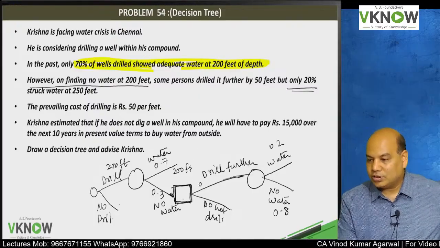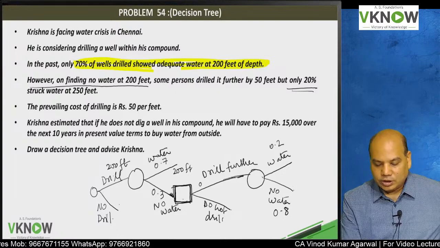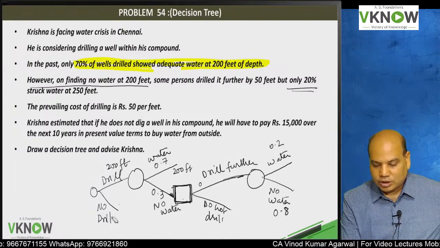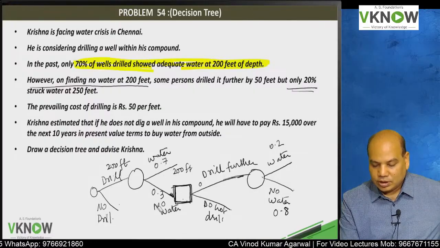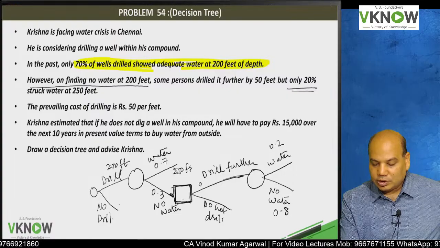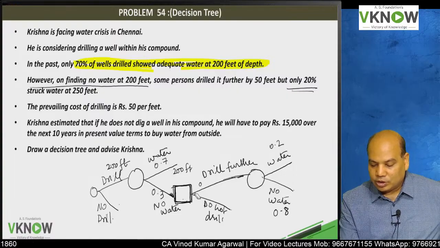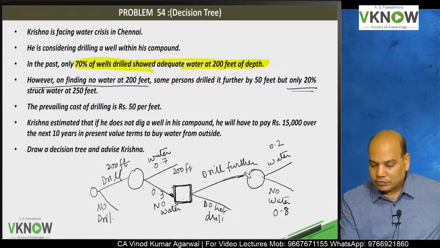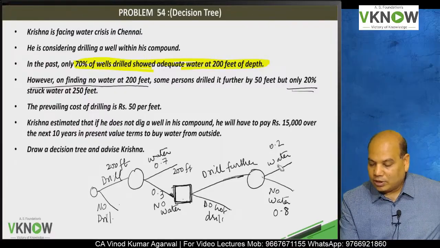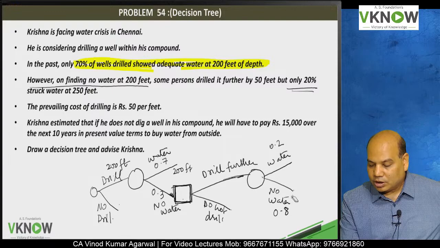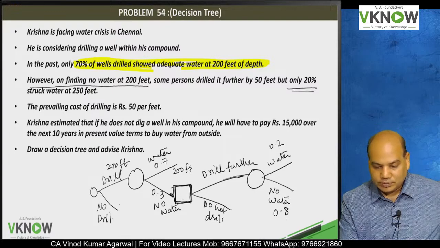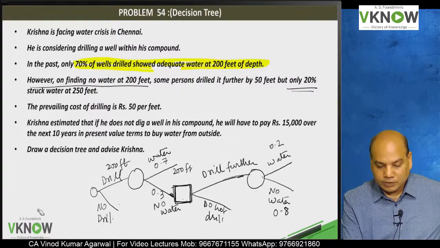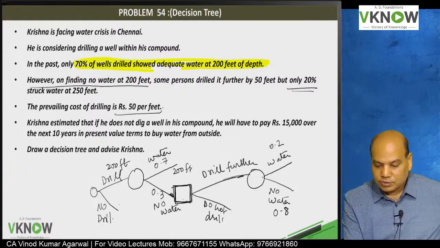That is how mathematics works. Today I have to decide whether to drill 200 feet or do not drill. If I drill 200 feet, I'll get water whose chance is 0.7. If I don't get water, the probability is 0.3. Once I get water, my job ends here. But if I don't get water, I have to decide drill further or do not drill further. If I drill further, again I will get water has 0.2 probability and I will not get water has 0.8 probability. Is it right? The prevailing cost of drilling is 50 per feet.